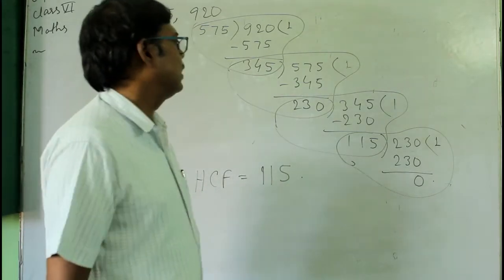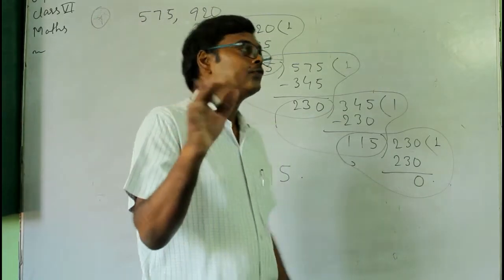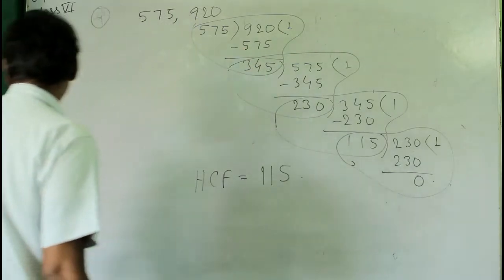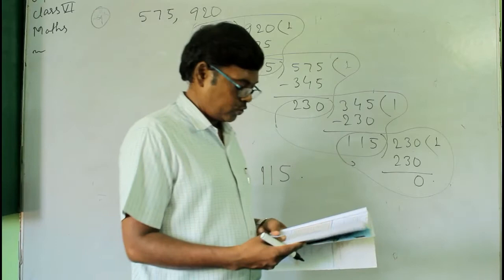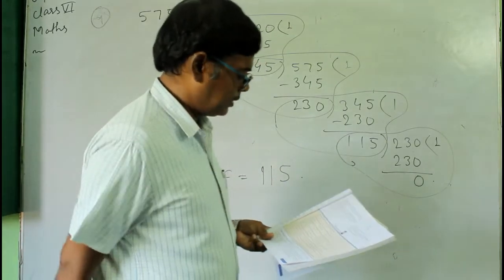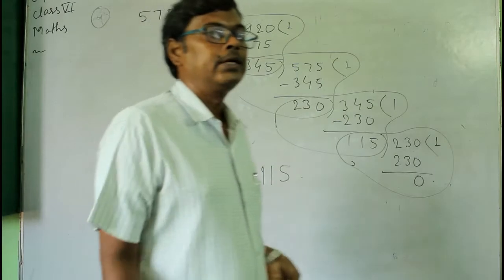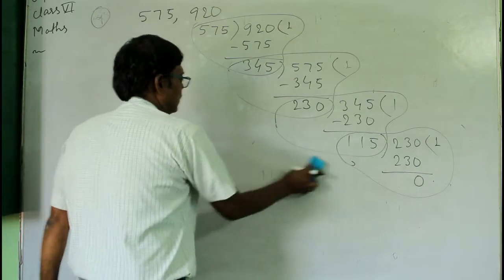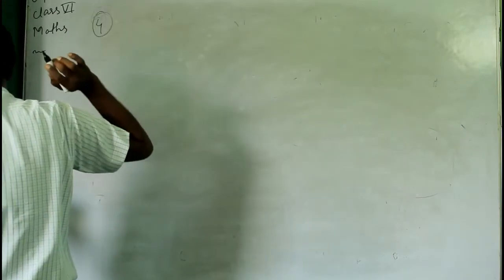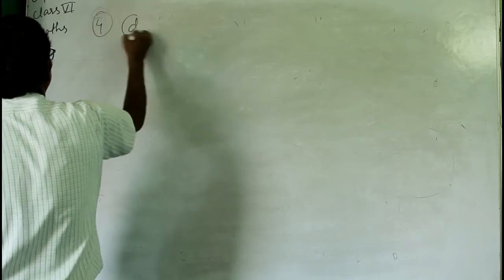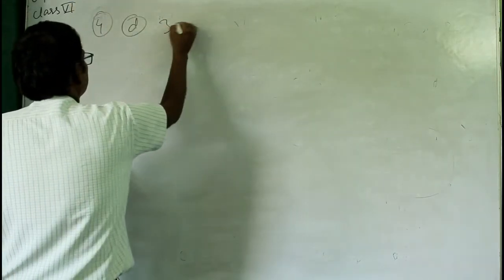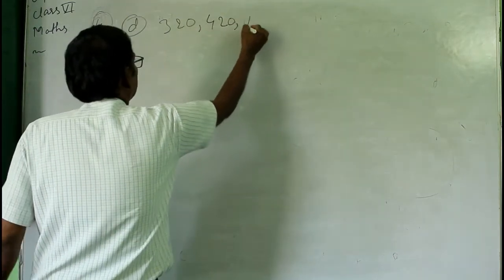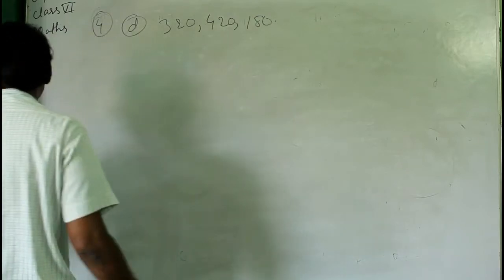Remember this process. And if you have three numbers, suppose you have 1, 2 and 1 more number, then again you will repeat this process. So here I will explain by taking one more question, question number D, because in this you have three numbers. See how it is done. This is the same as question number 4 D. In this the numbers are 320, 420 and 180. These are the three numbers.